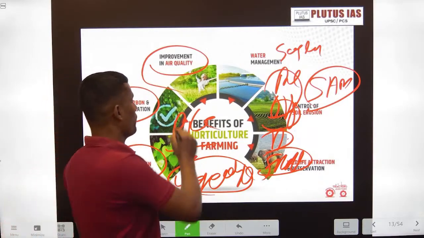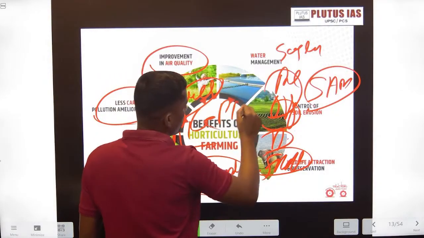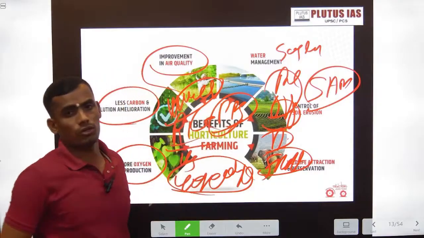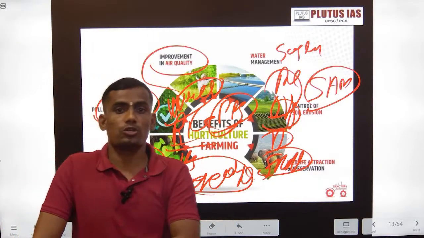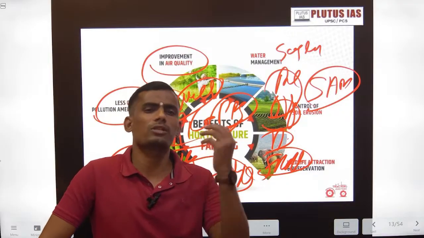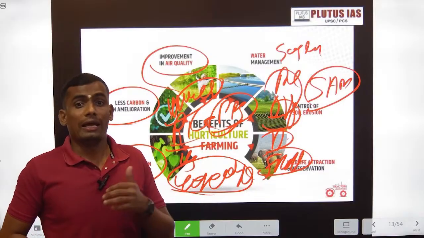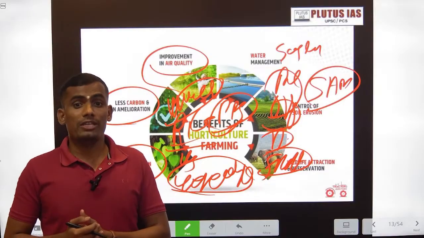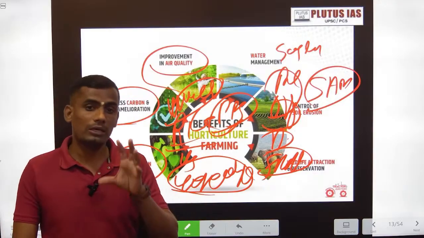We have the concept of virtual water also. In one of the state PCS exams, I think PPSC, Punjab state PCS, a question was asked on what is virtual water. Even the UPSC in 2023 asked a question on groundwater extraction. That is nothing but virtual water. But horticulture contributes to the reduction of excessive groundwater use. This is one of the benefits of horticulture.